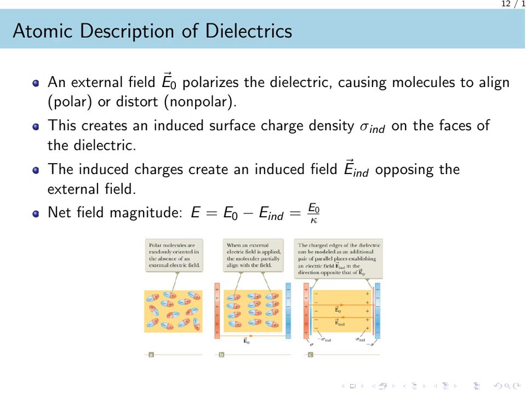These newly induced charges then generate an internal electric field that points in the exact opposite direction of the original external field. Consequently, the net electric field magnitude within the dielectric is the original external field minus the induced field, which is exactly equal to the external field divided by the dielectric constant.